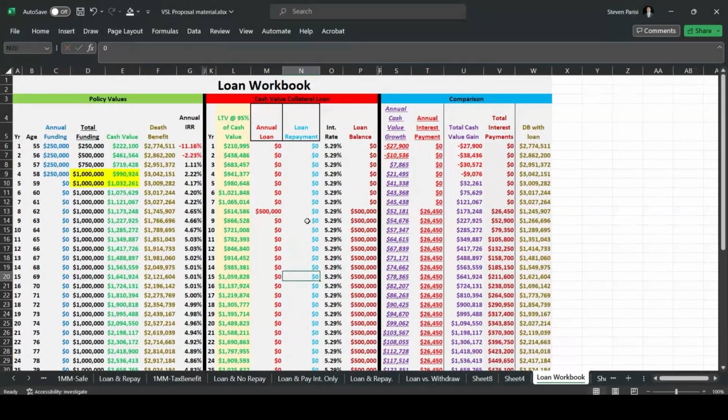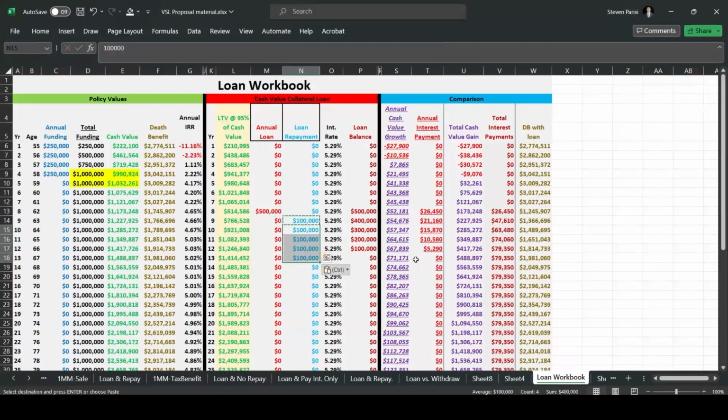Let's clear this. And then we applied $100,000 per year toward the principal. Now this is paying loan and interest. What would happen here? So this will apply $100K per year toward the principal. This calculator assumes you are going to pay the loan interest out of pocket each year.